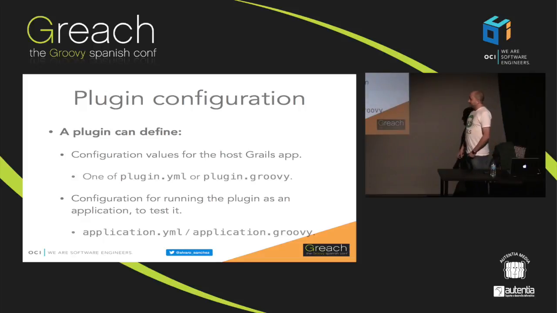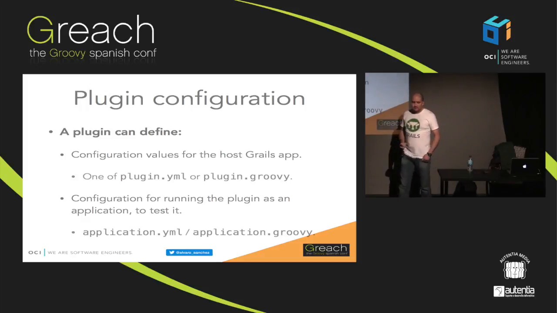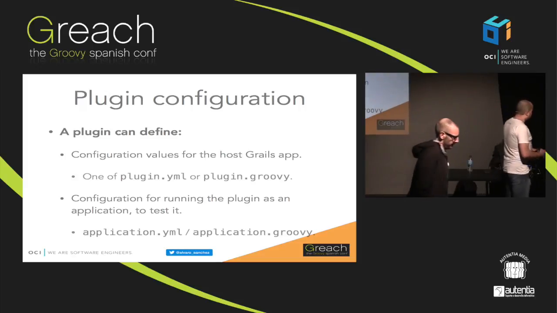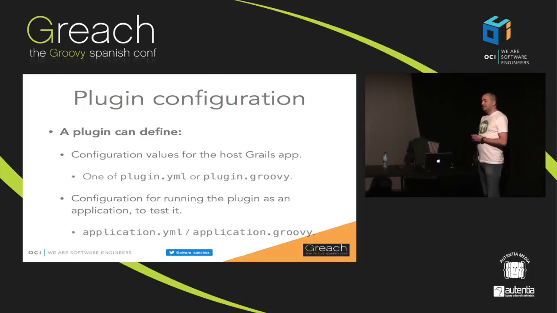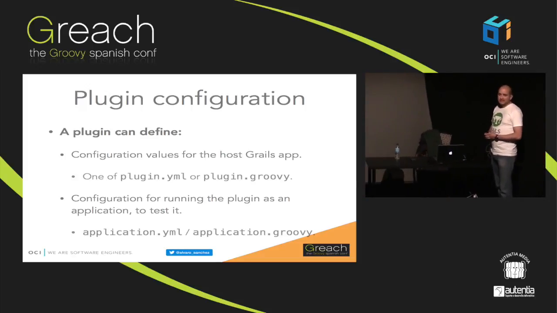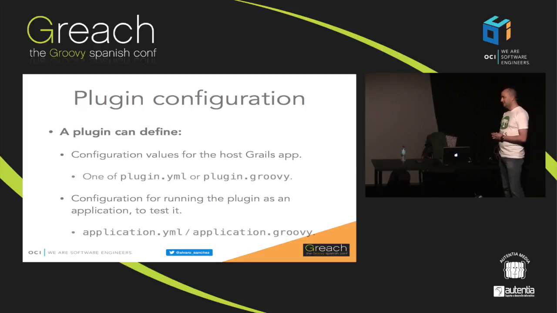The other option is configuration values that are for your plugin development, but not for the application itself. For that case, you have the normal application.yml and application.groovy. This is the same as in any Grails application, because I didn't tell you, but I'm telling you now, that a Grails plugin is a Grails application as well, right?